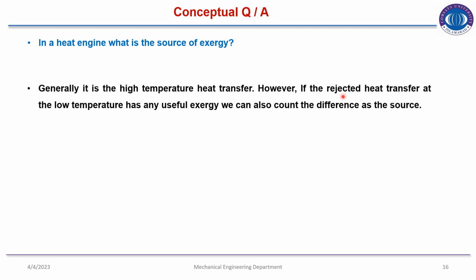If somehow that rejected energy also contains some amount of heat content or temperature, then we will use that as a difference. For example, 100 kilojoule of energy was absorbed by the heat engine, and 60 kilojoule is rejected to the sink. So the difference is 100 minus 60, so 40 kilojoule is the amount of exergy, or available work or useful work, by the heat engine.